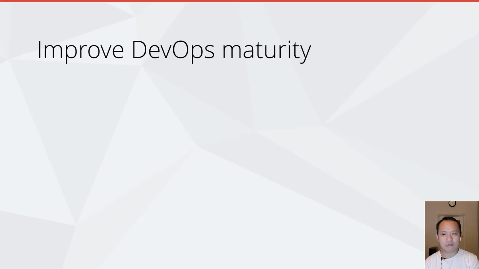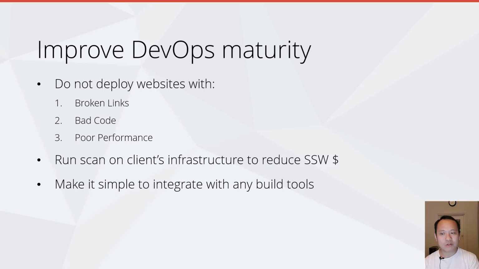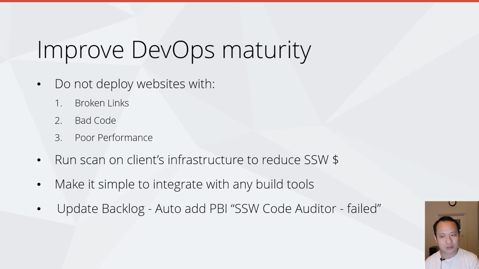Now, the goal of the new product, the SSW CodeAuditor, is to improve DevOps maturity. We don't want to deploy any website with broken links, bad code, or bad performance. We want to run the scan on the client infrastructure to reduce the cost. We want to make it really simple to integrate with any build tools, and we also want to update the backlog when the build fails. And we also want to upload the stats for comparison.